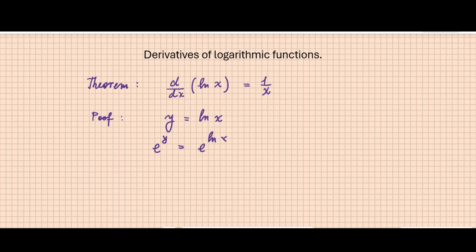And we remember cancellation formula tells us if we have e to the power of ln, which are inverses of each other, they cancel each other and we are going to just get x. So I'm going to write down e to the power of y equals x. Basically, we solved this equation for x.